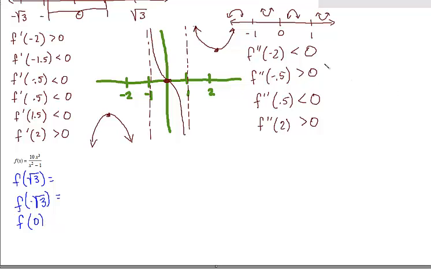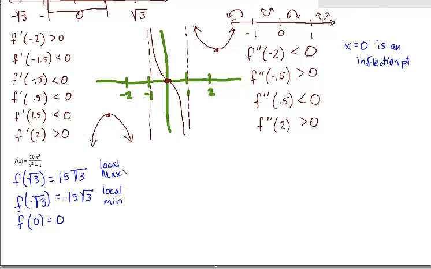I didn't state inflection points. 0 is my inflection point. These places here are not going to be inflection points because they're not in the domain, but x = 0 is an inflection point. So I'm going to calculate those values. So I have my extrema.